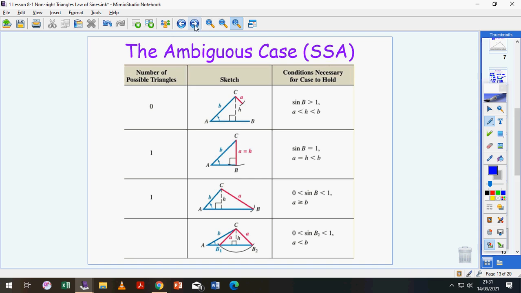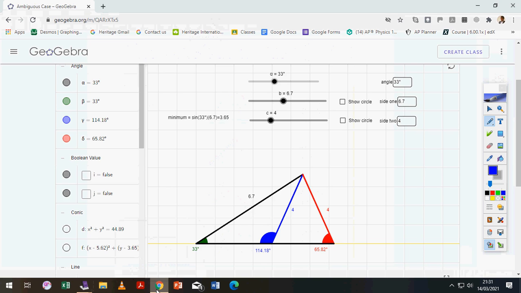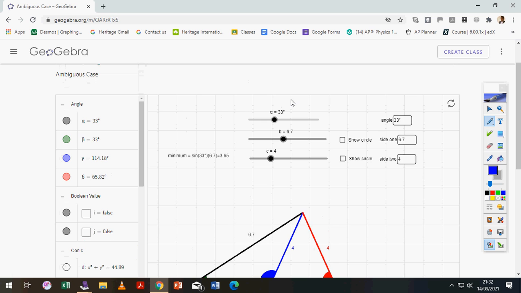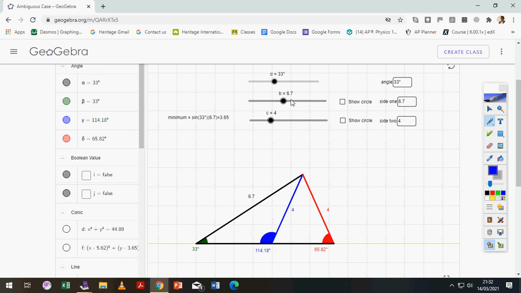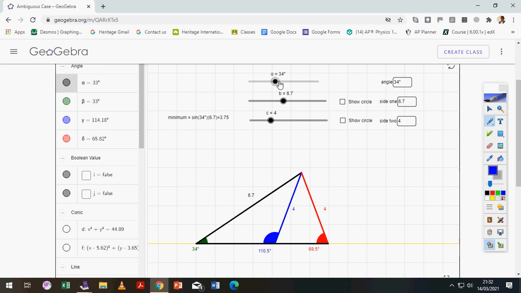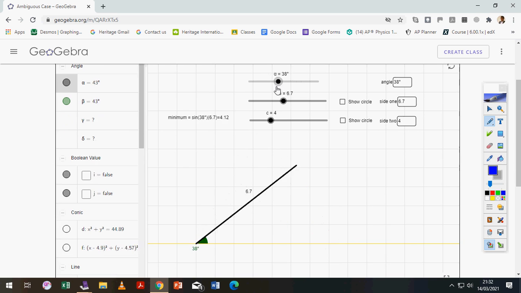Or it's possible that you have 2 possible triangles with your side and angle. Let me show you this better in this simulation. In this simulation, this triangle has 3 sides. I have side A, side B, and side C. So, I'm sorry, angle A. Hope you can see that changes angle A, right?